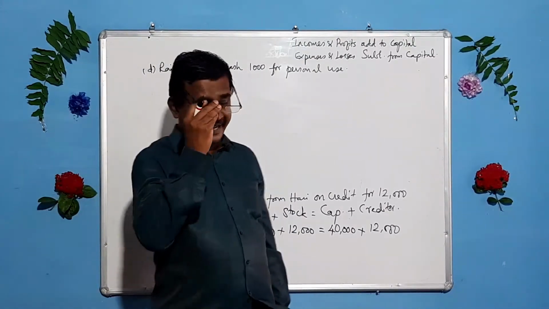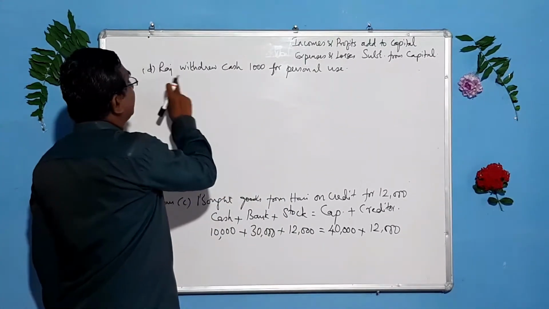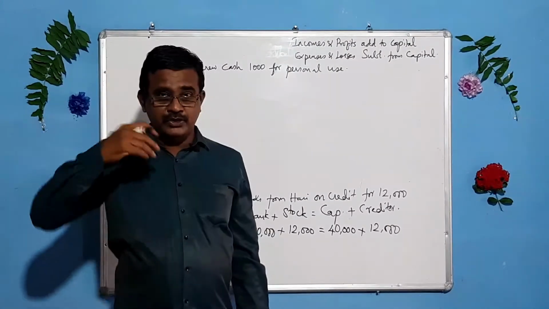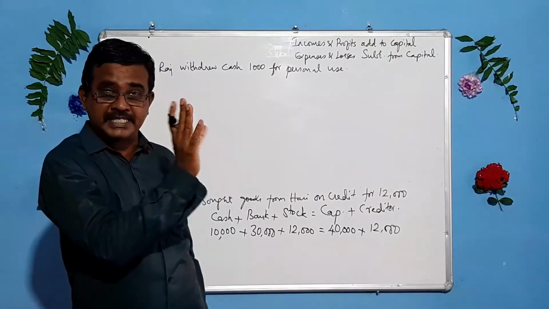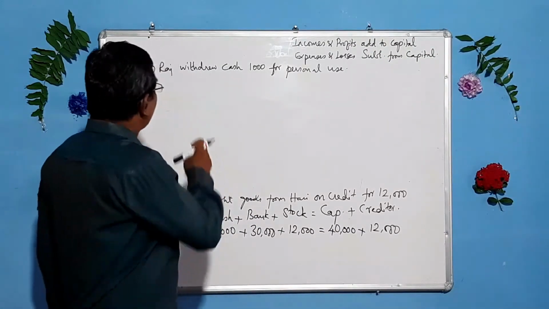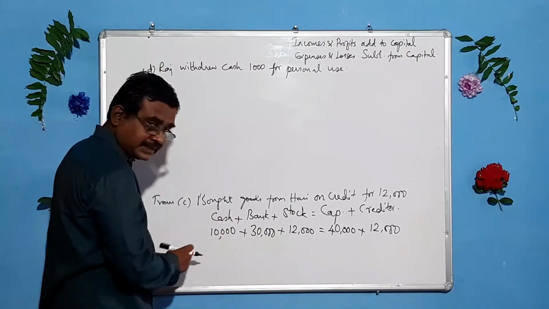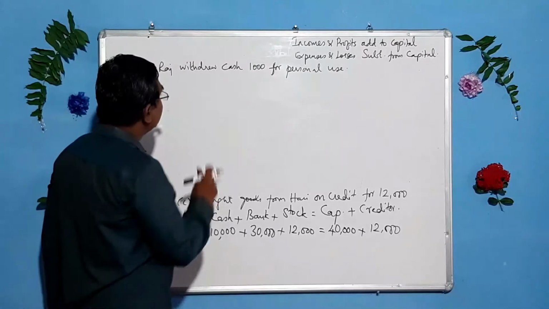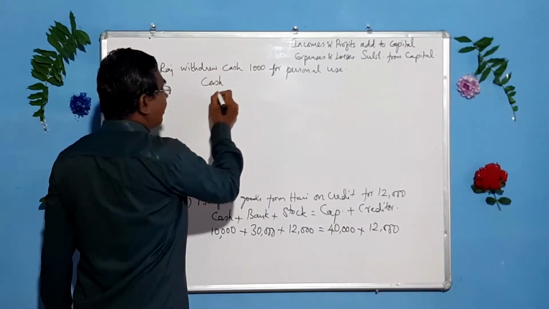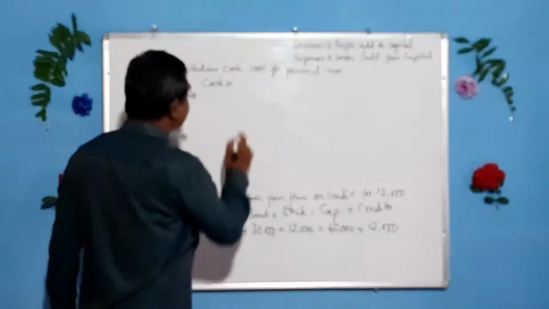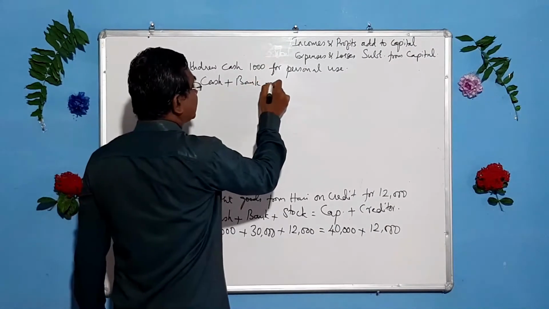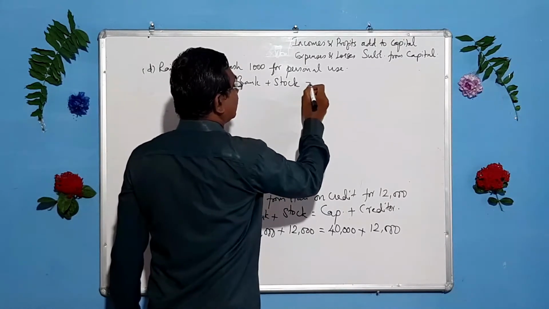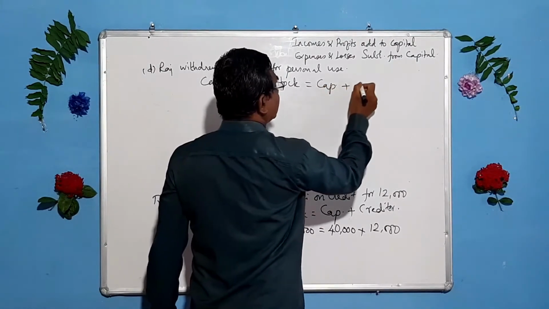Next transaction is Raju withdrew cash 1,000 for personal use. It means he has withdrawn 1,000 rupees from his capital. So what will be the effect on the asset side? He will take 1,000 from cash. So what are the items for the equation? Cash plus bank plus stock is equal to capital plus creditors.